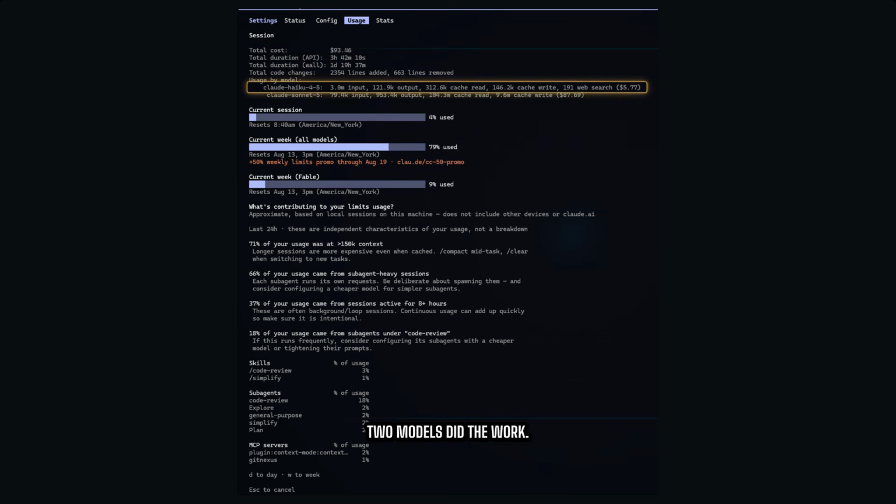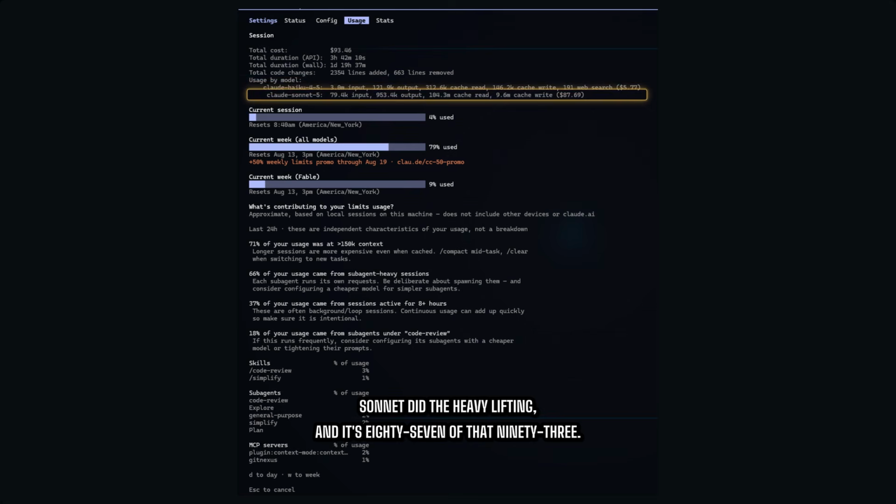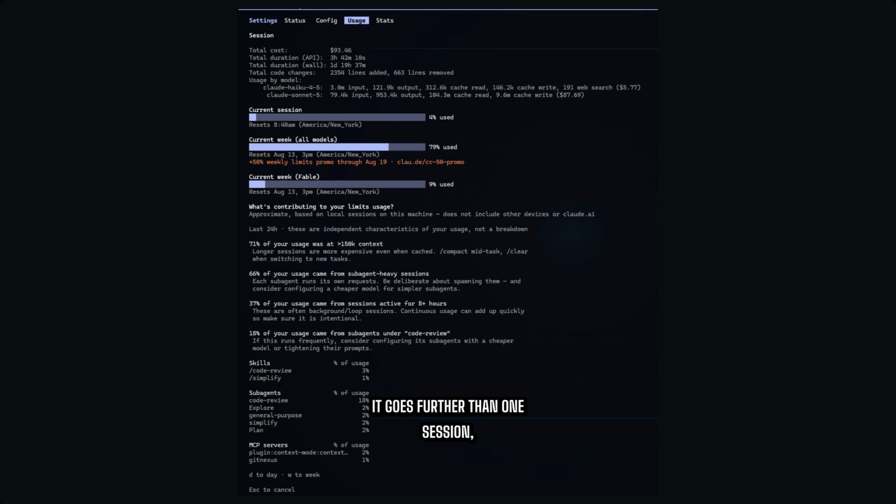2 models did the work. Haiku, the cheap one, handled almost 200 web searches and still came out to $5.77. Sonnet did the heavy lifting, and it's 87 of that 93. That's the model routing habit I already told you about, showing up in a real bill. On Sonnet alone, over 100 million tokens came back from the cache, reused, against under 10 million that had to be freshly written. It goes further than one session too.